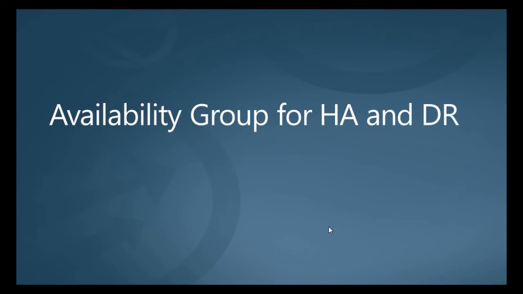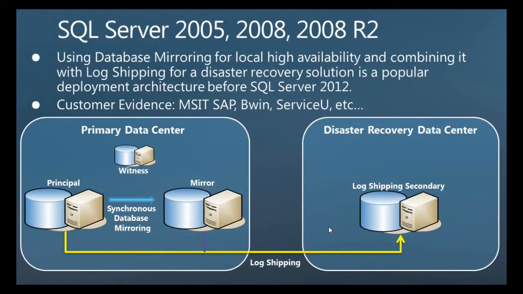Now I'm going to talk about the second solution, availability group for HA and DR. Before, in SQL Server 2005, 2008, and 2008 R2, many customers used database mirroring for local high availability and combined it with log shipping for a disaster recovery solution. We have many customers using it, examples like our internal customer MSIT, SAP, and external customers like bwin and Servicio.